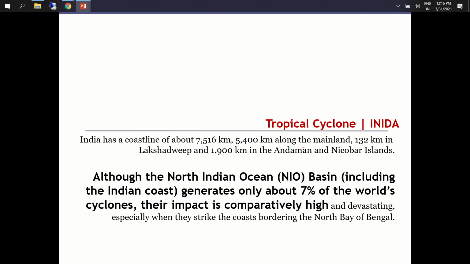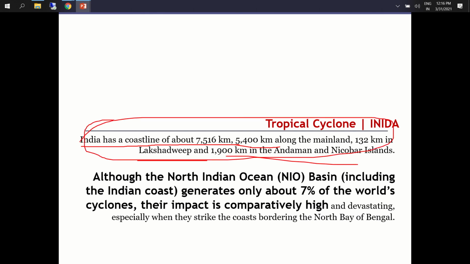As far as India is concerned, we have seen this earlier as well. India has a coastline of more than 7,500 kilometers in length: 5,000 kilometers along the mainland, and 130 kilometers in the Lakshadweep and other islands as well. Since we have this huge landform and a huge number of people living on the coastlines, the impact that we encounter along this coastline is severe.